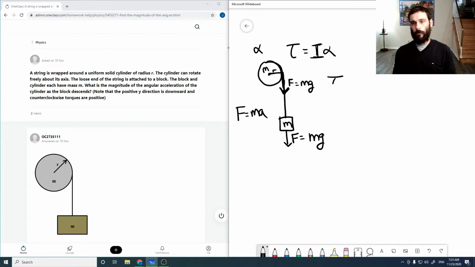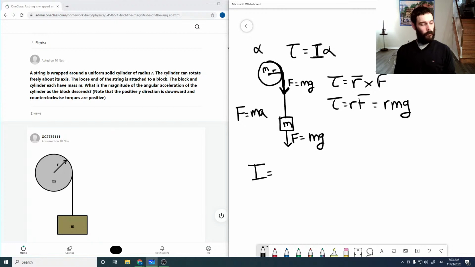So our torque is r cross F. The radius at which it acts, cross product with the force, as they're acting perpendicularly to each other, at perfect right angles, then we can say that our torque is just rF, which is just rmg. For a circular disc or a cylinder rotating about an axis which goes through its center, the moment of inertia will be 1/2 mr squared.